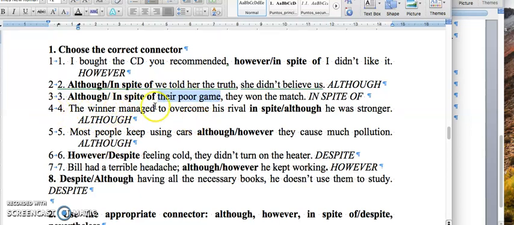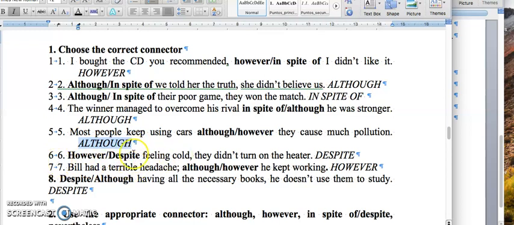The winner managed to overcome his rival in spite... this one should be in spite of. In case, although he was stronger. Although, because we have a sentence: Most people keep using cars, although they cause much pollution. We don't have punctuation here, so that's why we use although.